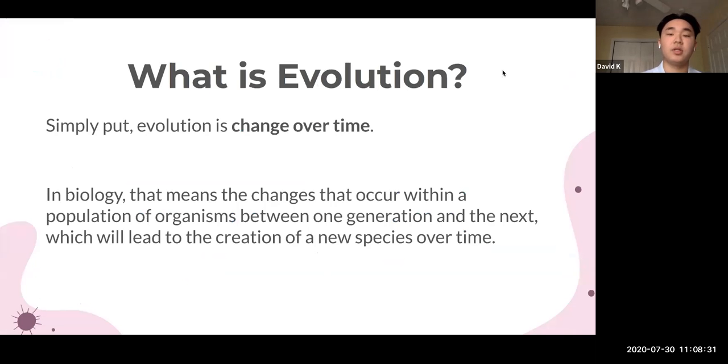So first is evolution. What is evolution? In simple terms, evolution is change over time. Over a long period of time, what happens to something, whether it's an animal species or whatever you're thinking about? But in biology, it's the change that occurs within a population of organisms, of living things, between one generation and the next. And this will lead to the eventual creation of new species over time.